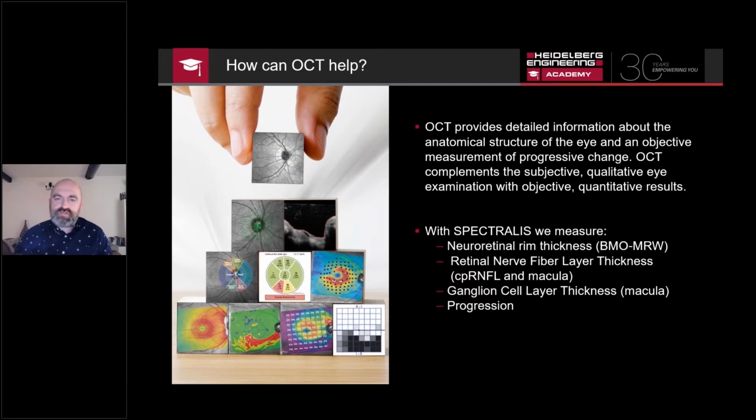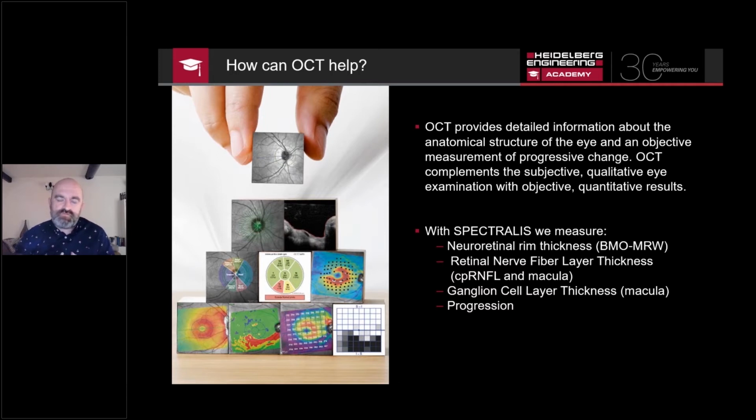Now, what we do with the Spectralis is we measure four different areas. We measure the neuroretinal rim thickness. In this evening's session, we don't really have time to include that from the toolkit. So we're going to focus on three of the four things we measure, which are the retinal nerve fiber layer, which of course we do with the circumpapillary RNFL scan, that circle scan that's very common with OCT machines when we're looking for glaucoma. We also measure the ganglion cell layer with a macular scan, which I'll explain in a moment.